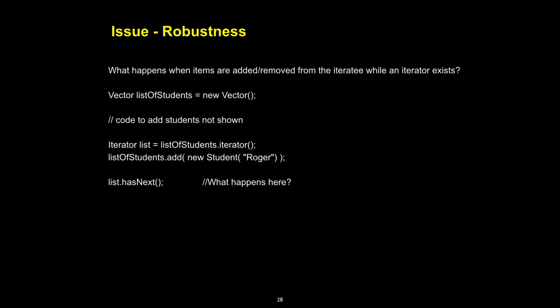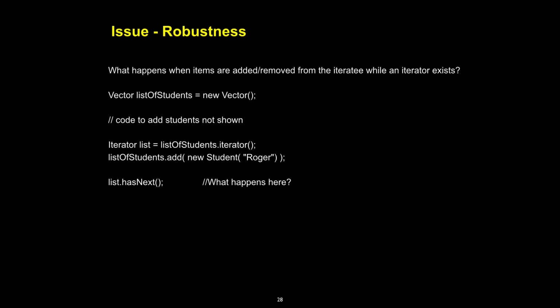But when you have an external iterator, like I do here, I create a new vector, add a bunch of stuff, I get the iterator, and now I add a new student. Now I call has next. What should happen? You get a modification exception in Java, right?